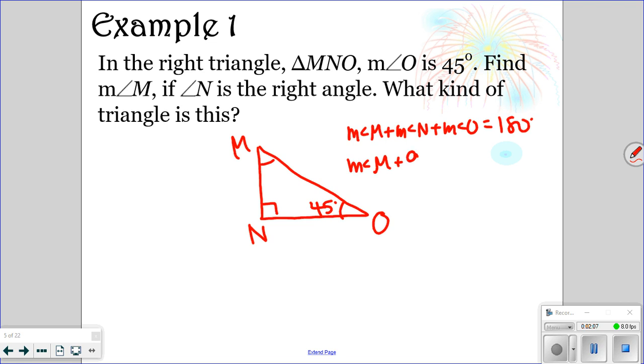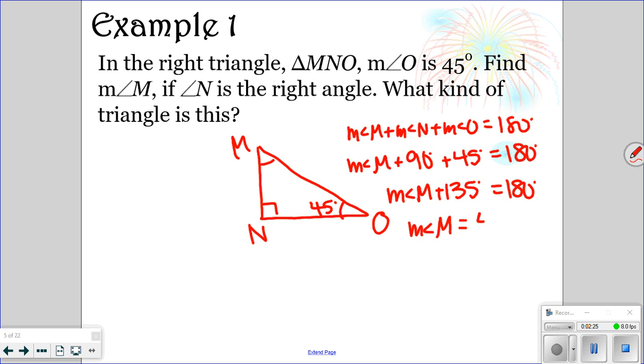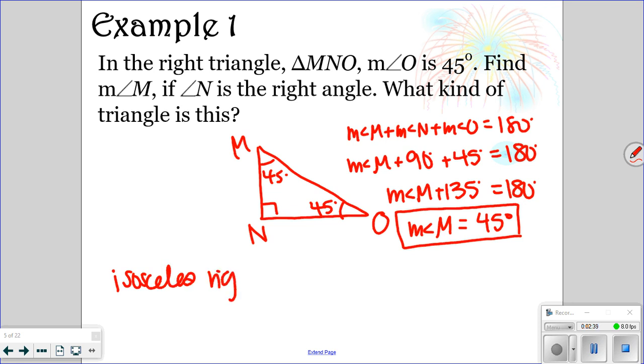They told us N was a right angle, which means it's 90 degrees. And they told us O was 45 degrees. So 90 plus 45 is 135. And then if you subtract, 180 minus 135 is 45 degrees. So that's the measure of angle M. And then it says, what kind of triangle is this? This is an isosceles right triangle. Okay, so that's how that works. Some of y'all may not have needed to go through it. You could have just looked at it and known what it was, and that's fine. Some people needed to work it out. It's okay with me either way.